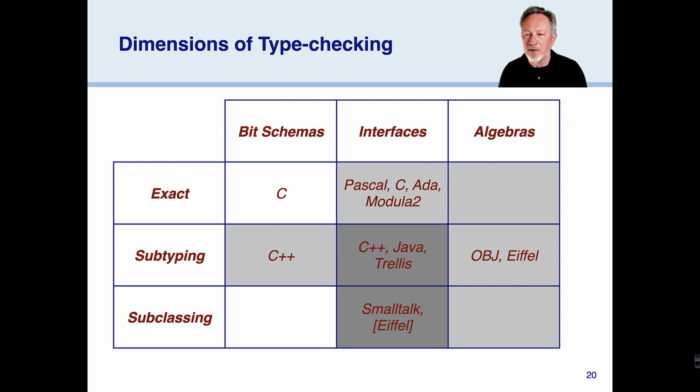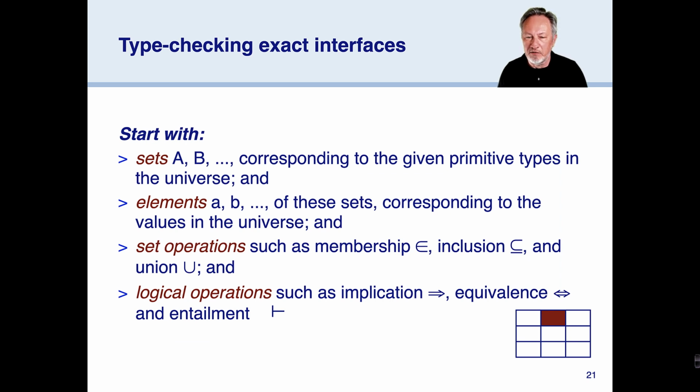Moving on to object-oriented languages, we also have a notion of subtyping based on interfaces, as we see in C++, but also in Java and some other languages. Finally, there are languages like Smalltalk and Eiffel, which are focused more on subclassing than on subtyping. And then there are languages like OBJ, which support an algebraic notion of types. Mostly we're interested in the square right at the center. But let's do a quick survey of the different kinds of languages. So we'll see different parts of this grid.